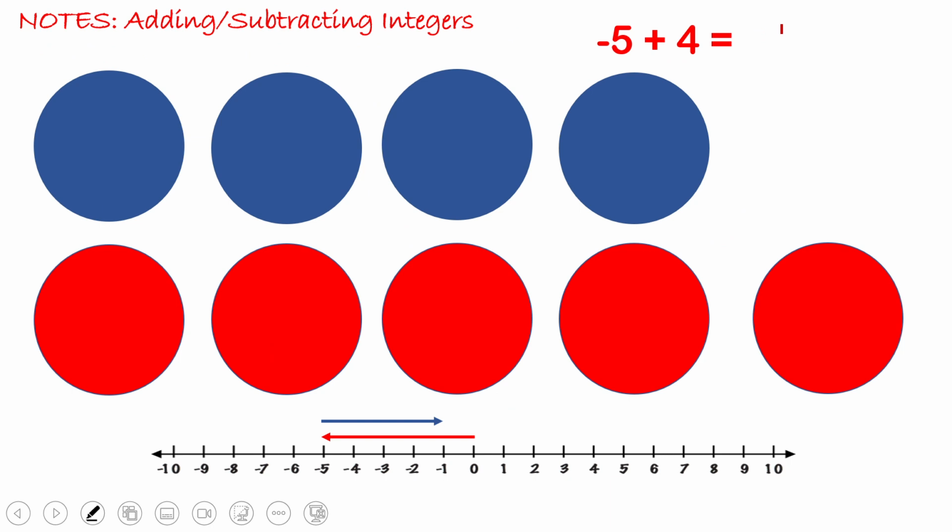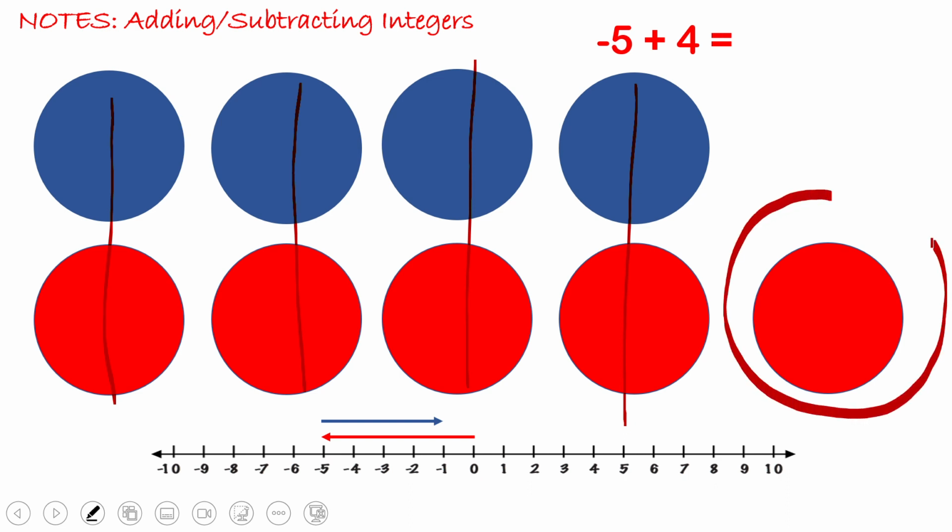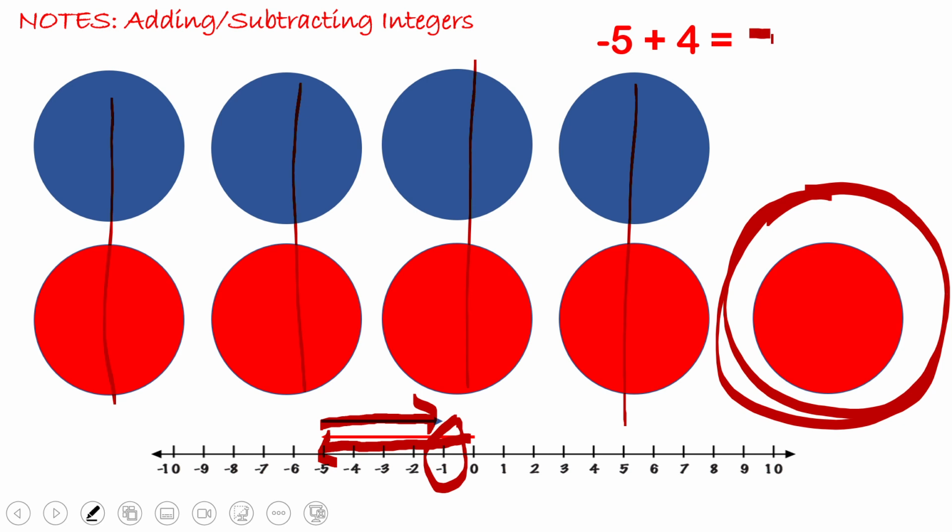Alright, here we have 4 blue chips in the positive and 5 red chips in the negative. The equation could be -5 plus 4. We can say zero pairs cancel out to 0, and we get 1 red chip left. We can also see this on the number line, 0 back to -5, and from -5 going back towards 0 in the positive 4, we land at -1. That matches our -1 red chip.